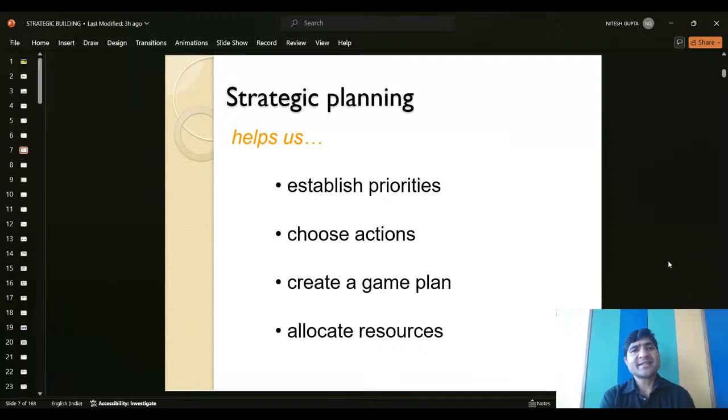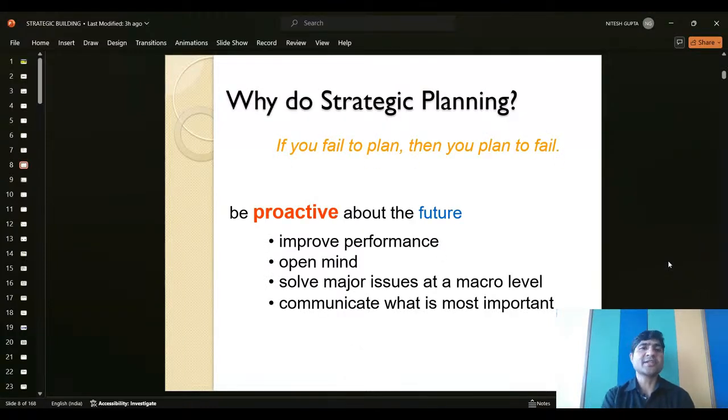So strategic planning will help us establish the priorities. It will help us choose actions, create a game plan, and allocate the resources. Because for any company, you have different priorities and multiple options available. So you will have to finalize which actions you are going to take. Then you will have to focus on the game plan which you are going to create through the strategic intervention. And then what are the resources at your disposal which you can allocate to this strategic plan.